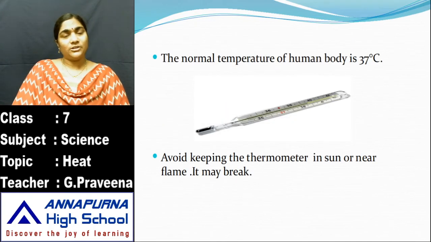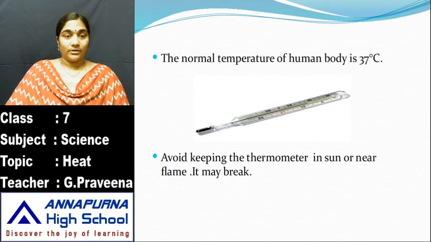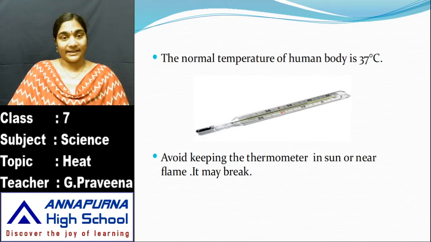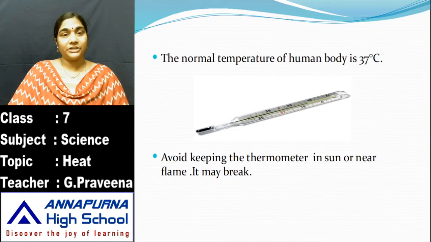But the normal temperature of the human body is 37 degrees Celsius. Our body temperature never goes below 35 degrees centigrade, and it will never go above 42 degrees centigrade. So the marking on this thermometer will start from 35 to 42, and the normal temperature of the human body is 37 degrees Celsius. How can we say that it is a normal temperature?